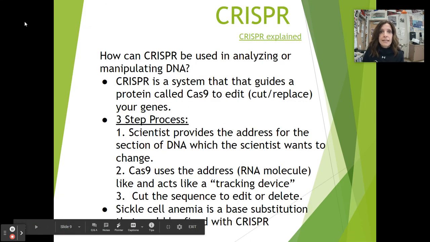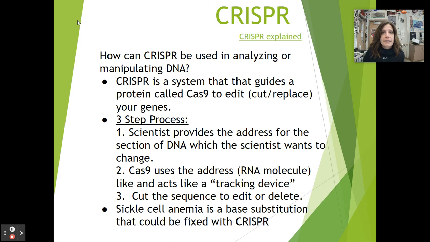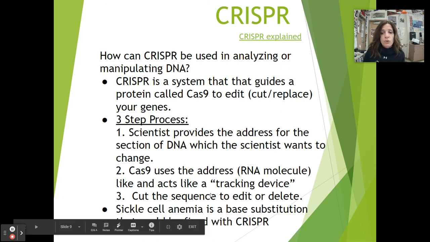So CRISPR is amazing, and it is going to revolutionize everything. What CRISPR is, is a system that guides a protein called Cas9 to edit, cut, or replace genes. And so it's a three-step process. What happens is the scientists provide an address, which is a section of DNA that they want to go in and manipulate. And then this Cas9 uses the address, which is an RNA molecule specific with different nucleotides for the section of DNA you want to go find. And it acts like a tracking device.